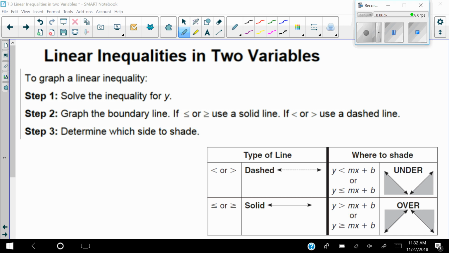Okay, and then step three, determine which side should be shaded. It's either below or above. If your y is less than everything else, then it's below. If your y is greater than, then it's above.